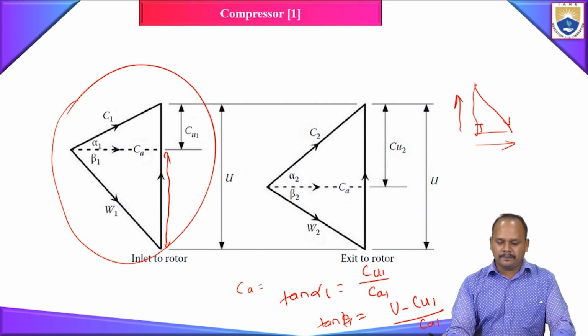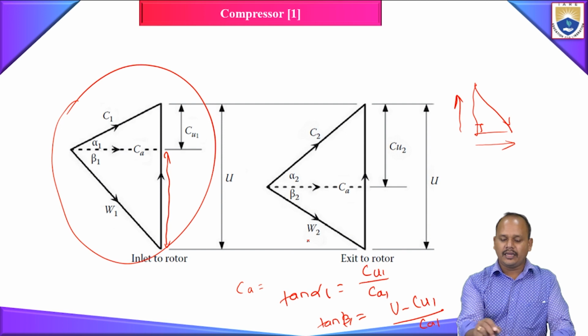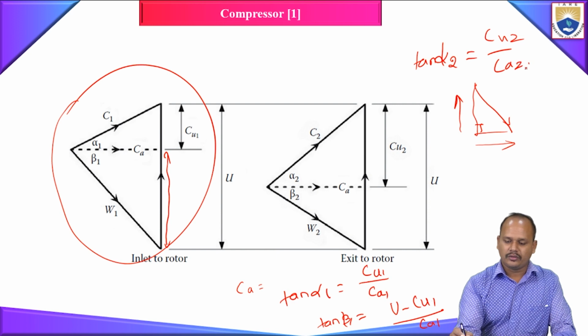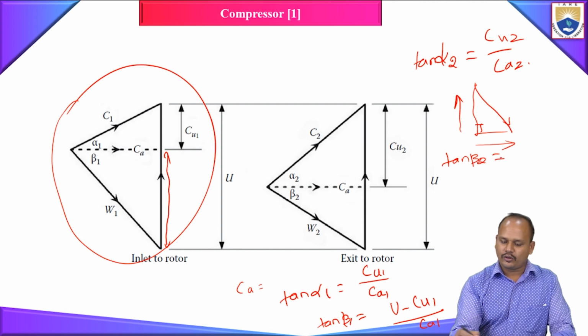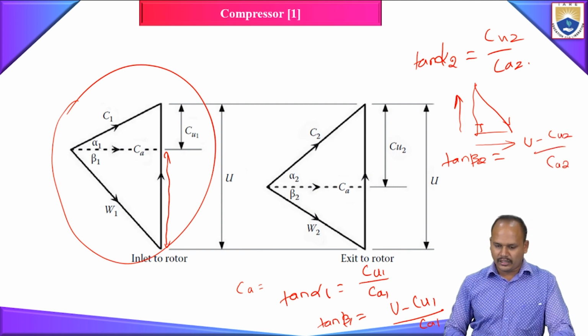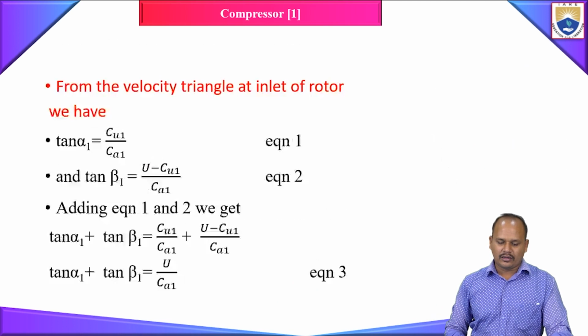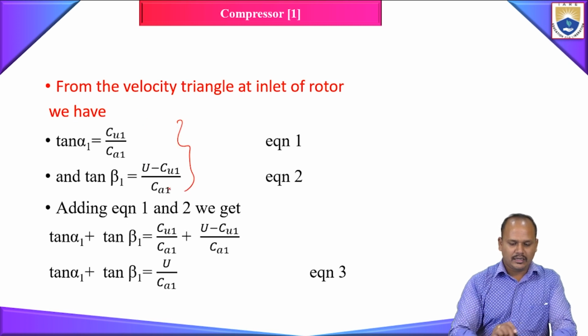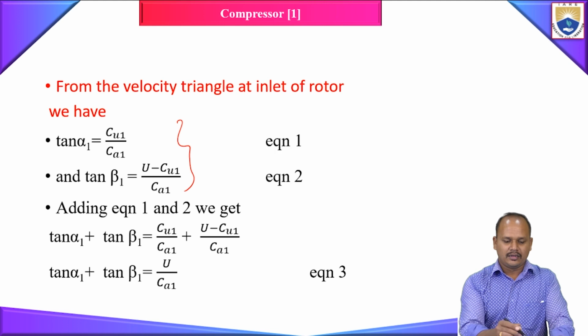Similarly, if I take the velocity triangle at the exit of our rotor blade, you'll have tan alpha 2 equal to Cu2 by Ca2, and tan beta 2 equal to, what will your tan beta 2 be? That will be once again U minus Cu2 divided by Ca2. Okay, so from the velocity triangle we got these four equations. This is from the velocity triangle at the inlet, we have this equation.